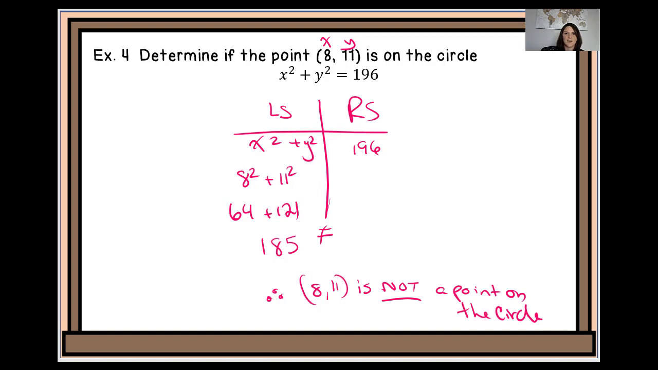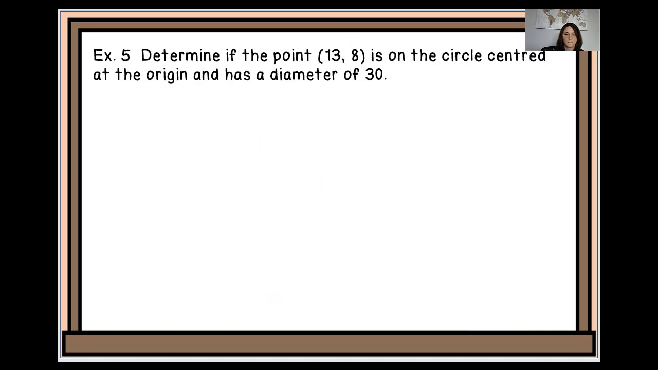Okay, let's look at our next example. Determine if the point (13, 8) is on the circle centered at the origin and has a diameter of 30. So if the diameter of the circle is 30, that means the radius is 15. So r squared is 15 squared, which is 225. And the 13 is my x, and the 8 is the y.